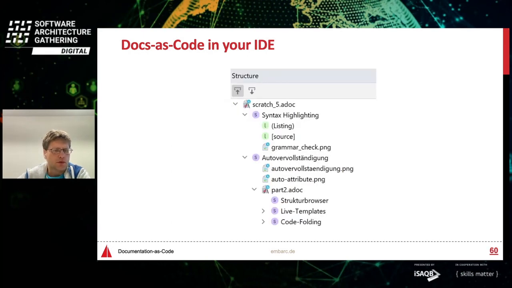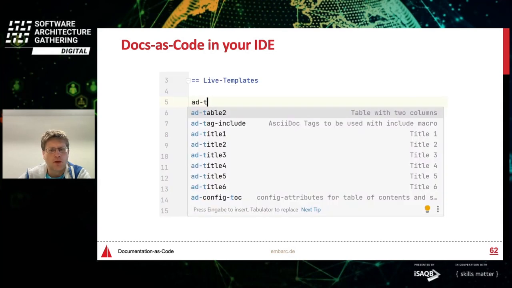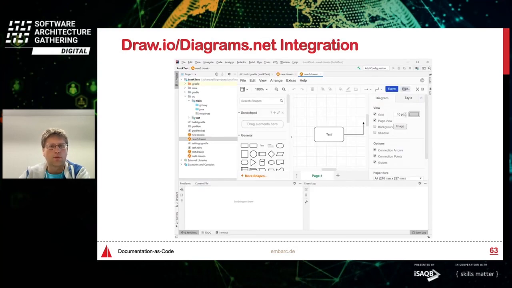And there's also a tree which shows me the internal structure of my AsciiDoc document. And I can also collapse some blocks to make it more readable at the moment. And we have type templates, for example, if I have the same text again and again, and can just integrate it with a small, short text.